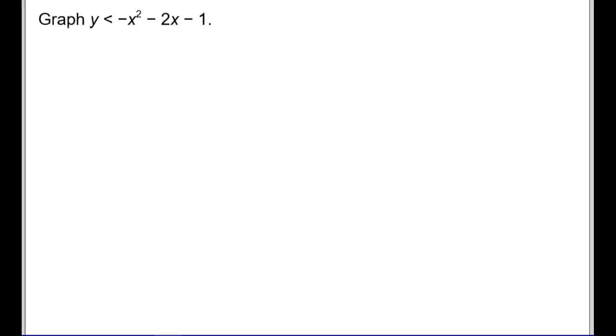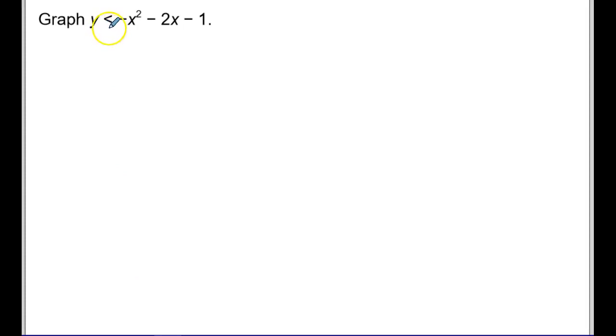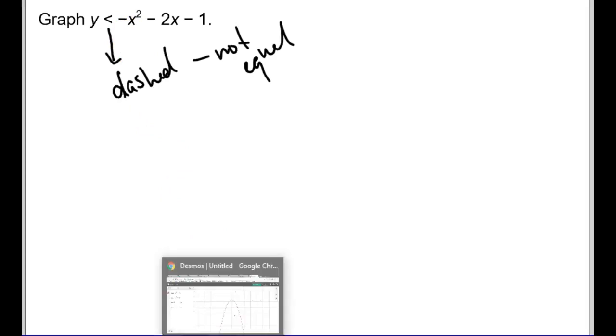So first I want to graph this. y is less than negative x squared minus 2x minus 1. So the first thing I do is I find my vertex, or I can go ahead and use Desmos to graph it. And here is this equation graphed. So I have negative x squared minus 2x minus 1. So what I really know is that this is not actually going to be a solid line. This needs to be a dashed line, because I do not have an equal part. It's just less than. Okay, so it's telling me it's less than.